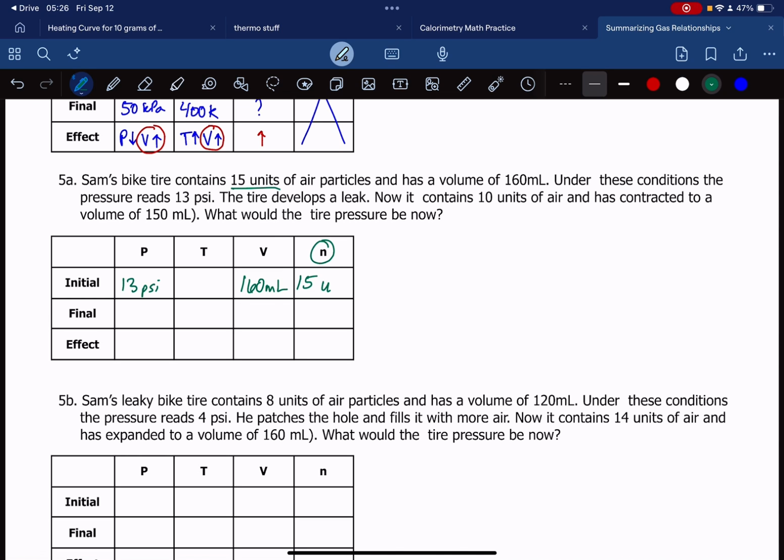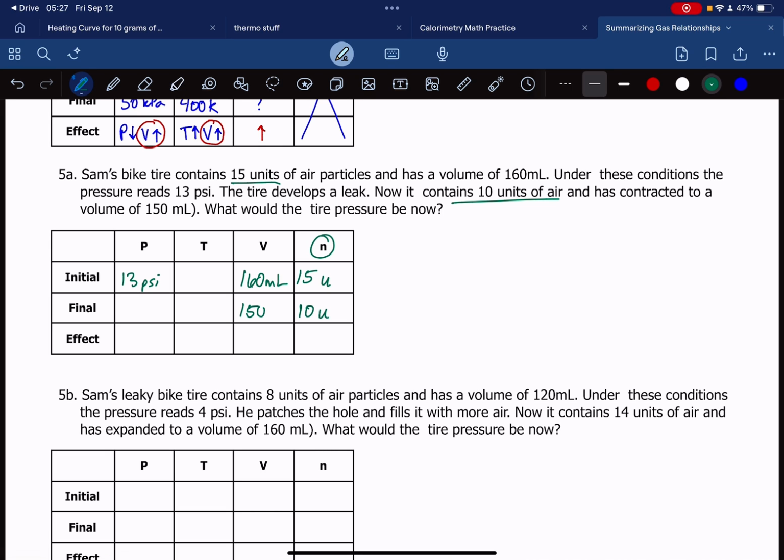Then the tire develops a leak. When the tire develops a leak, we know that some air is going to leave the tire, right? And now it contains 10 units. And it has contracted, right? The volume is decreased down to 150 milliliters. We want to know what would the pressure be now.